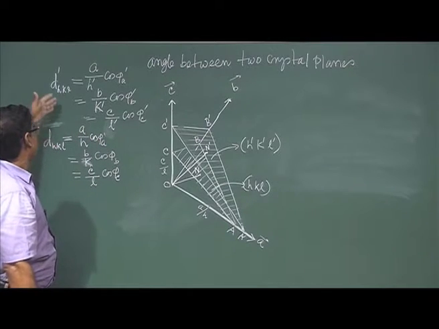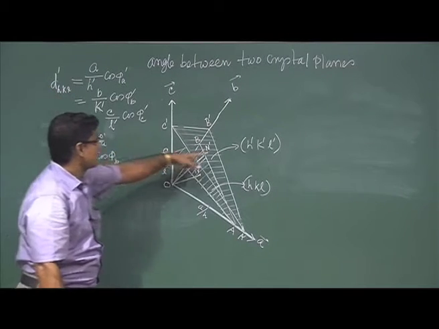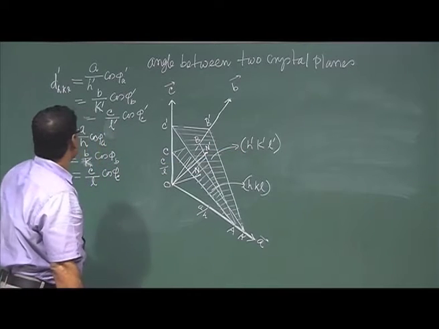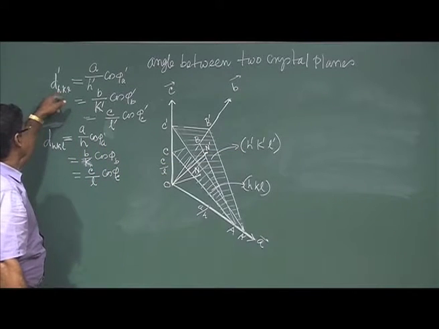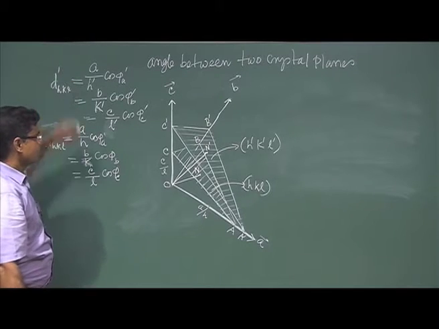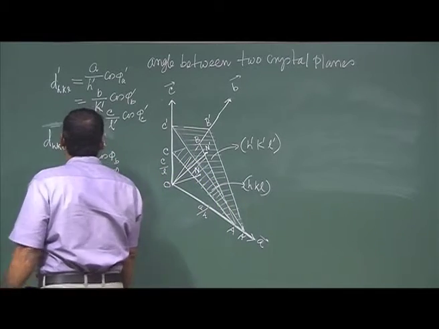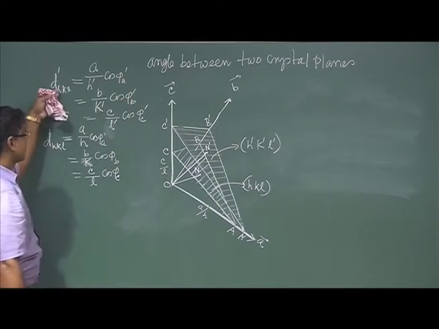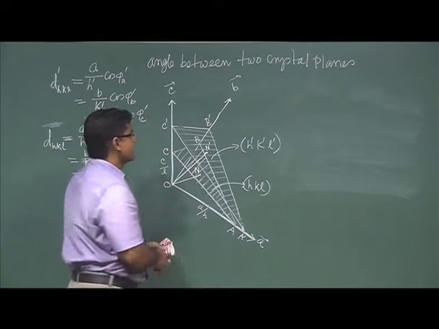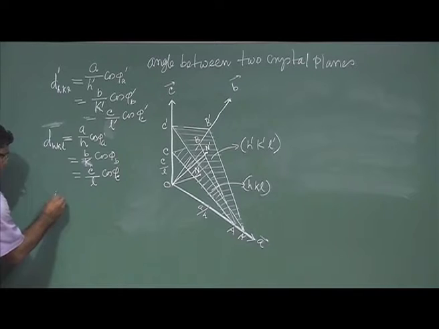So, this is D H K L and D dash H K L. Basically, this is the distance for the other plane, where I could write H dash K dash L dash, but instead of that I have given d dash. So, the angle between these two planes, if it is theta, okay.